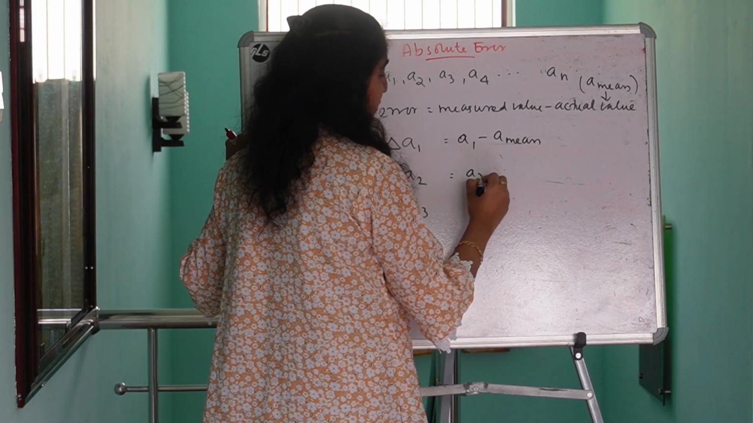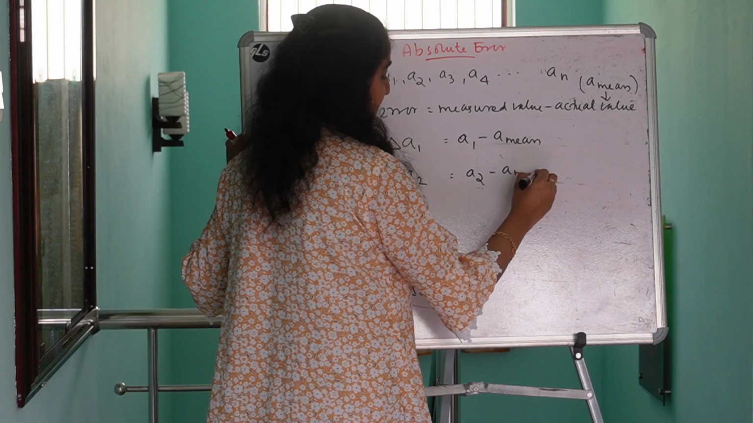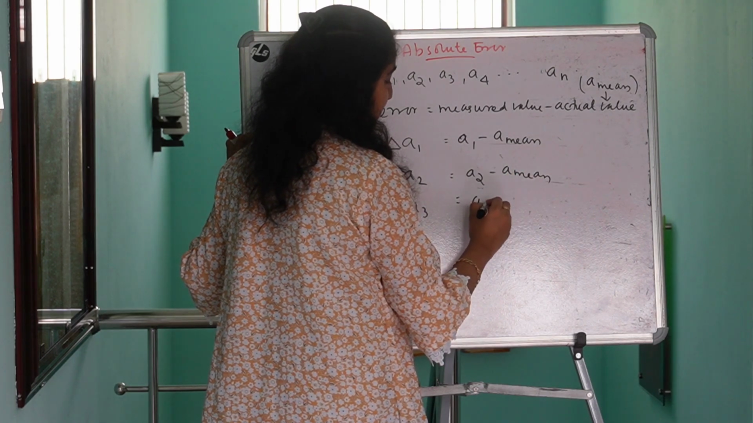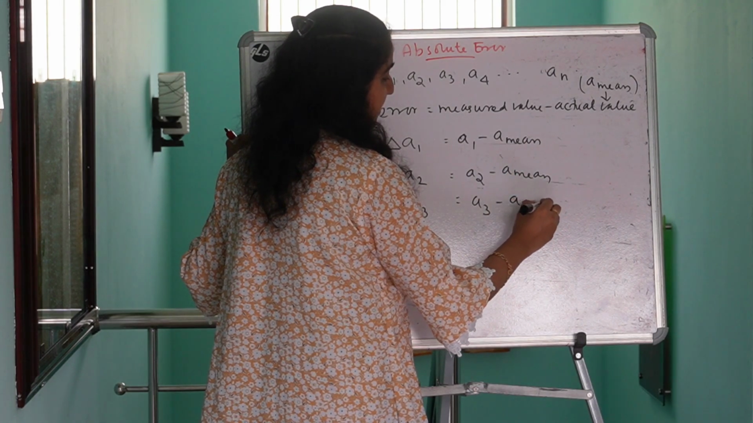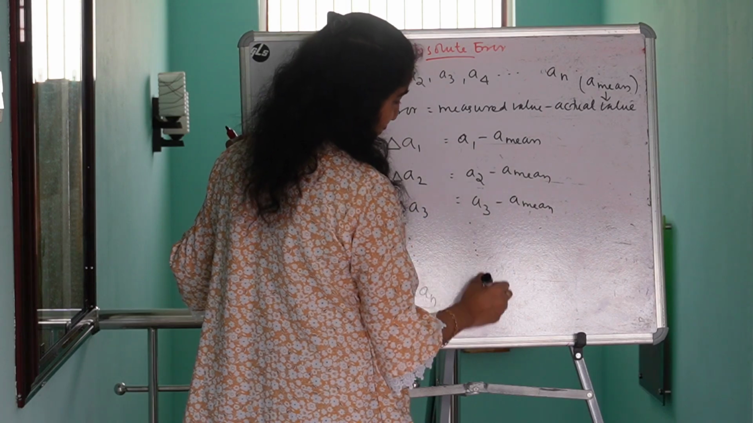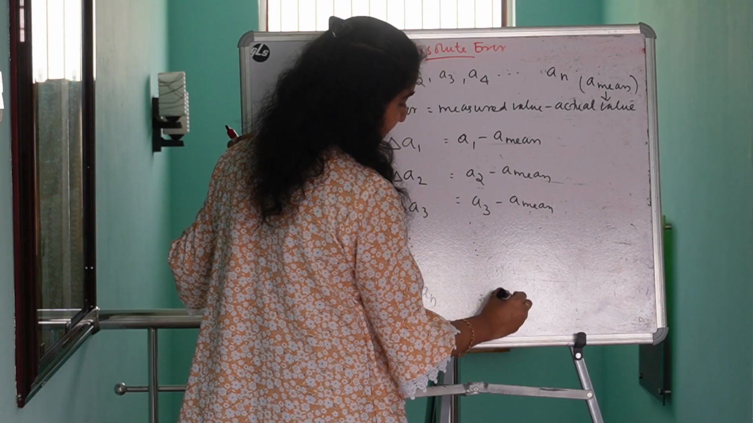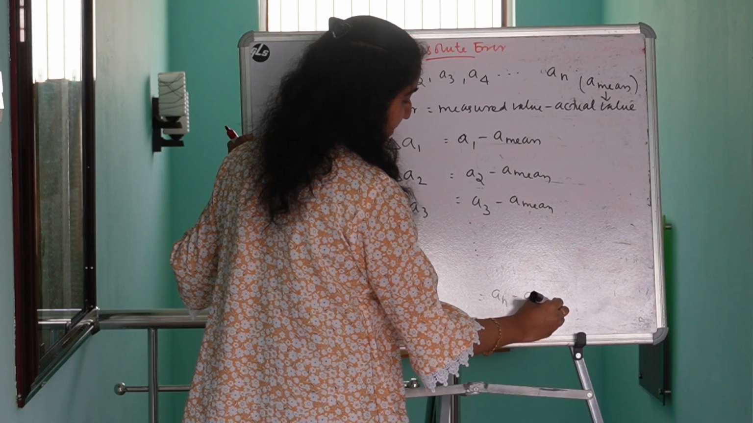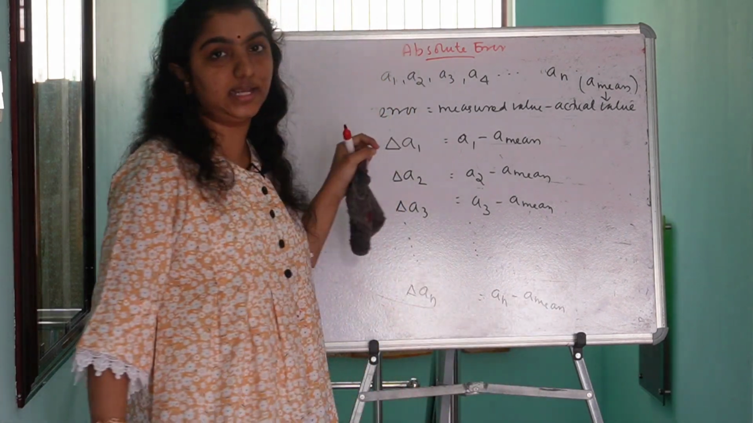Error in A2 is equal to A2 minus A mean. Error in A3 is equal to A3 minus A mean. Again, what is the error in AN? Error in AN is equal to AN minus A mean. Is it clear, guys? Yes.